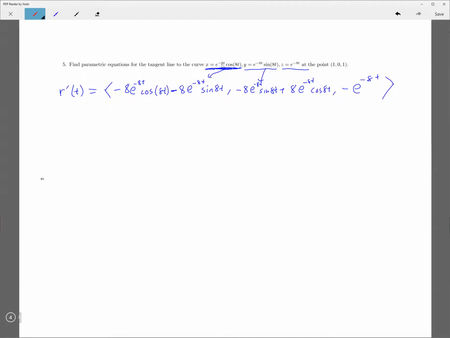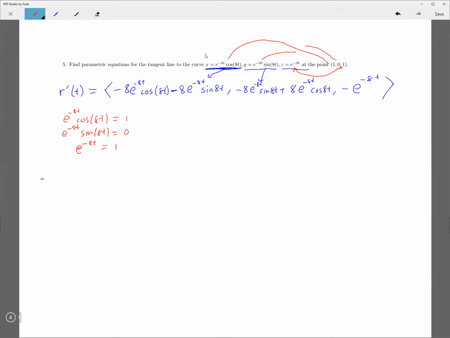Yeah, t equals 0 actually works, but I guess what we could do is take the expression for x, set that equal to 1. Take the expression for y, set that equal to 0, and take the expression for z, and set that equal to 1. So I'm just taking this and setting it equal to the first one, that one equal to the second one, and this one equal to the third one.